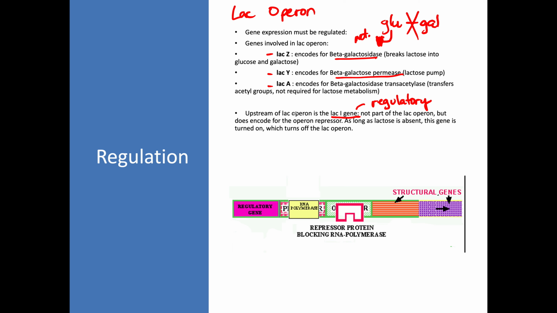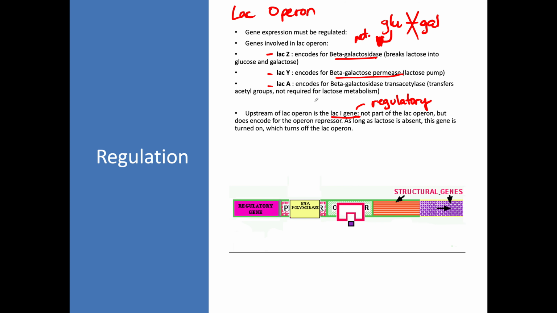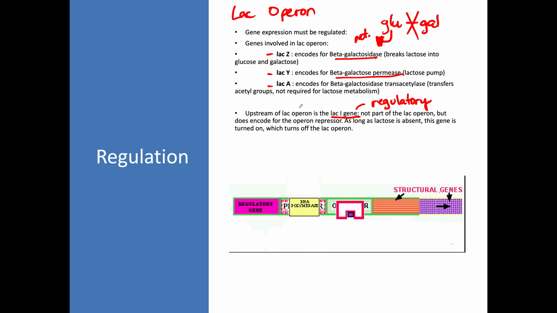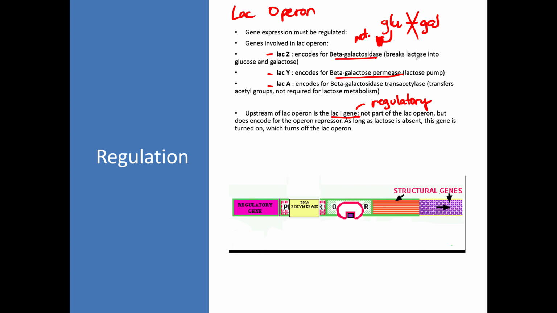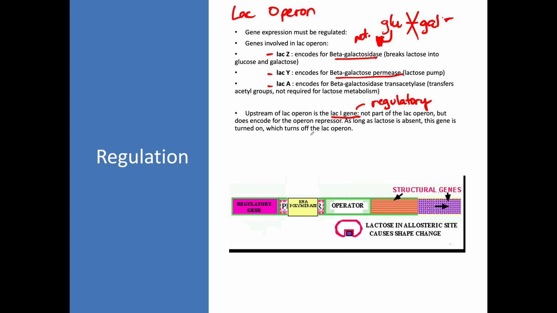LacA encodes for beta-galactoside transacetylase. This transfers acetyl groups. It's not necessarily required for lactose metabolism, but it is part of the lac operon pathway and plays a role in conversion of galactose into glucose.